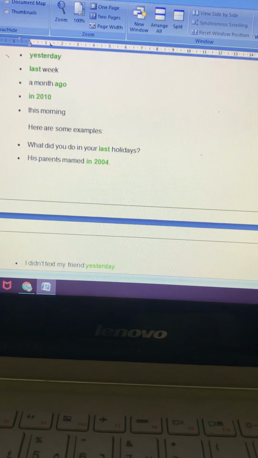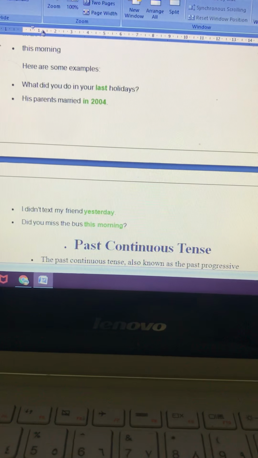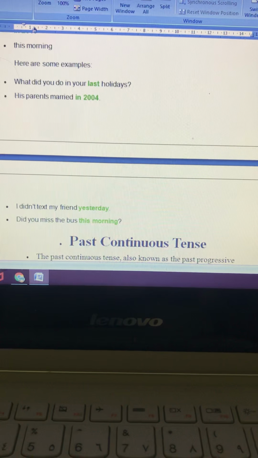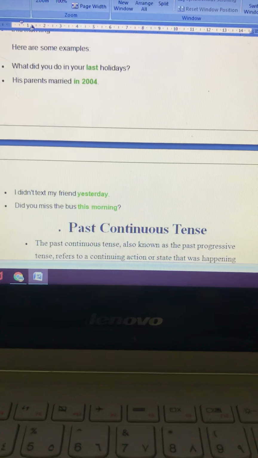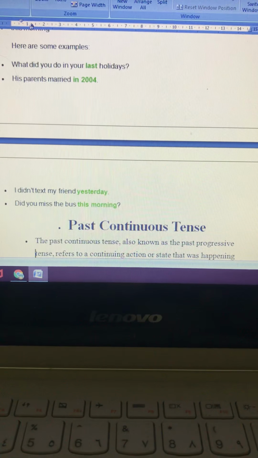His parents married in 2004. Here we have 2004. I didn't text my friend yesterday. Did you miss the bus this morning? This morning, yesterday, 2004, last. All of these are indicators for the past tense.